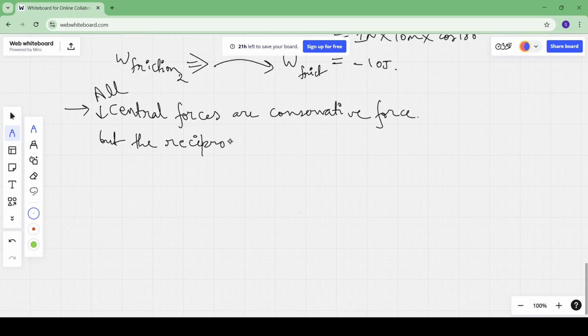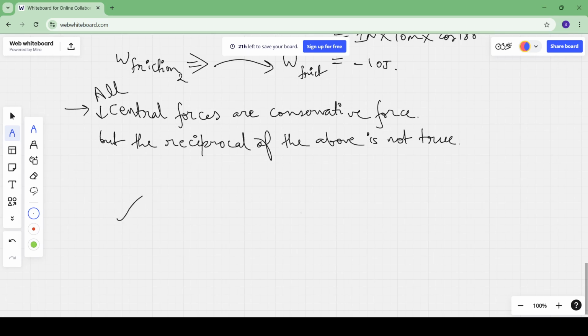The reciprocal of the above is not true. What does it mean? It means all conservative forces need not be central forces. So the reciprocal is not going to be true. But the first one, all central forces are conservative forces. What do you mean by a central force?